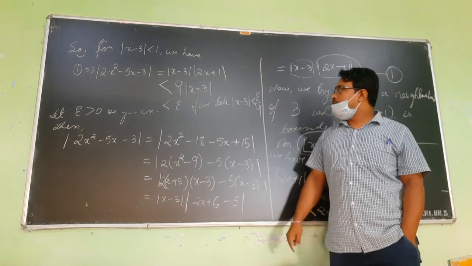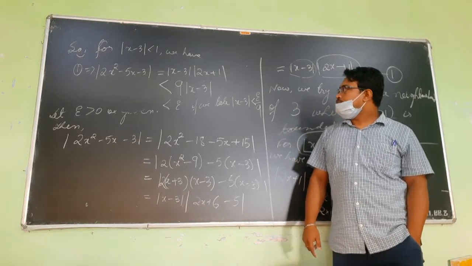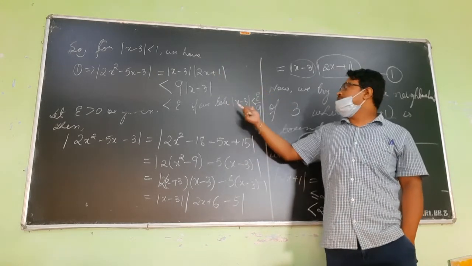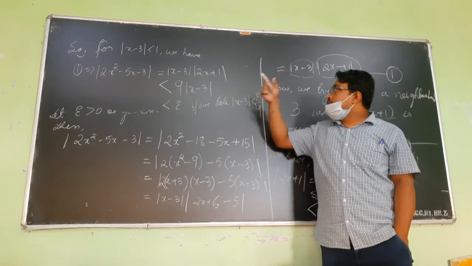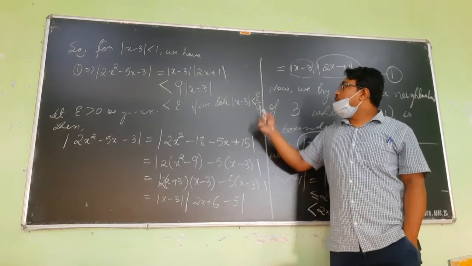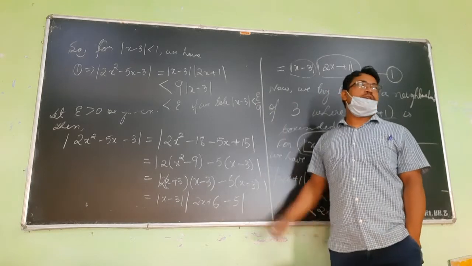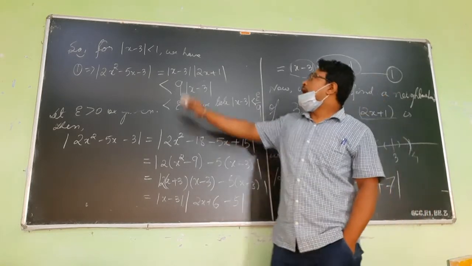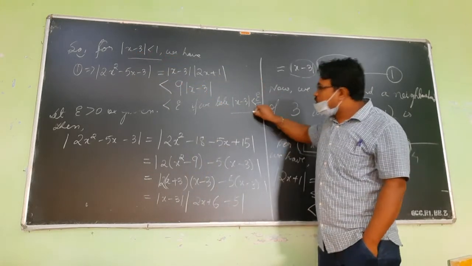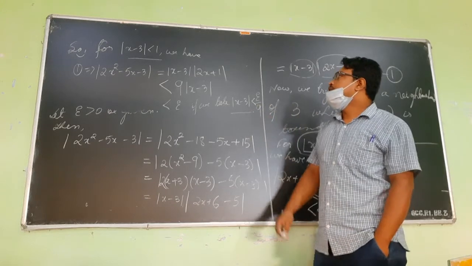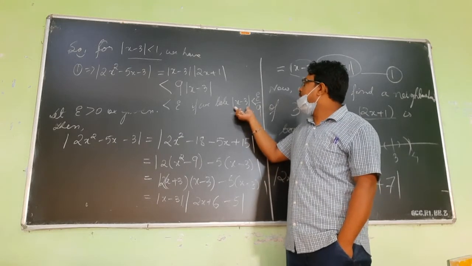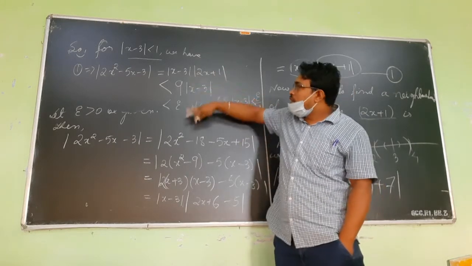So what should be our delta? I cannot say that delta is this. I cannot say that delta is 1, because it may happen that epsilon by 9 is greater than 1. It may also happen that epsilon by 9 is less than 1. So we have to take the minimum of 1 comma epsilon by 9, because I want this to be less than epsilon, this condition also should be satisfied, both should be satisfied. So if I take delta as the minimum of these two, then whenever mod of x minus 3 is less than delta, it is less than both the quantities, so everything will be satisfied.